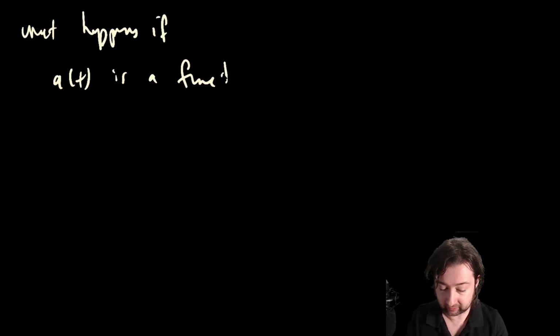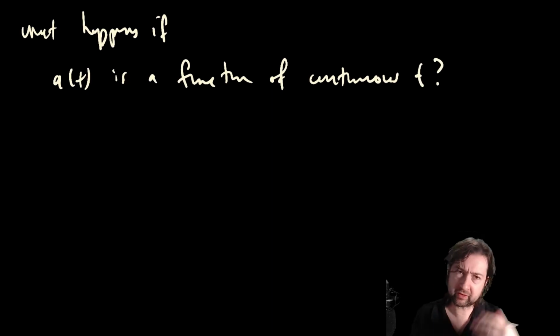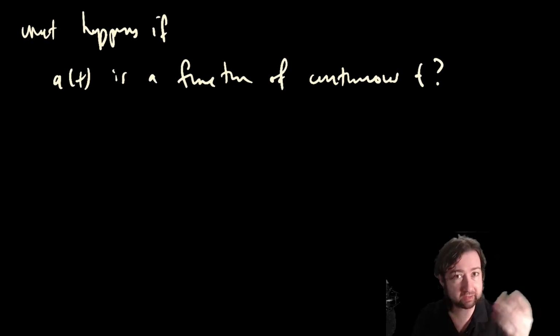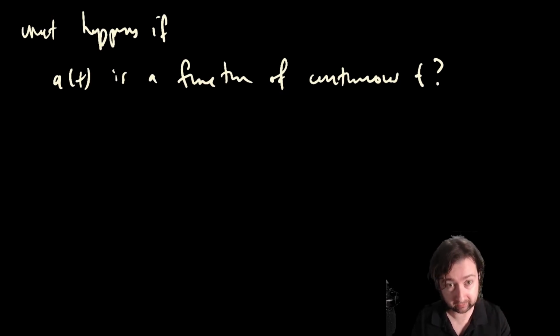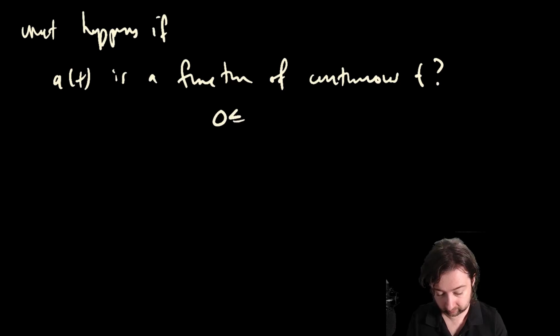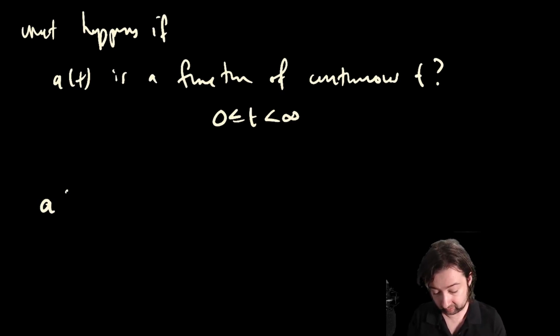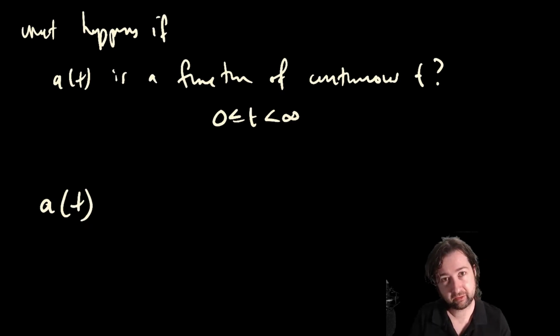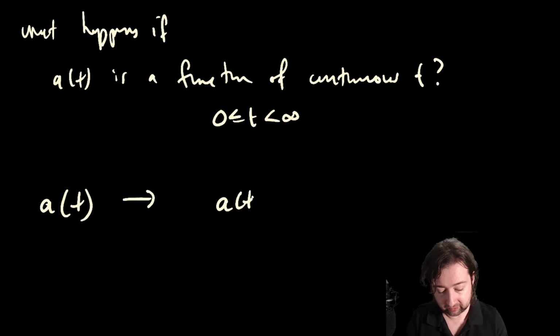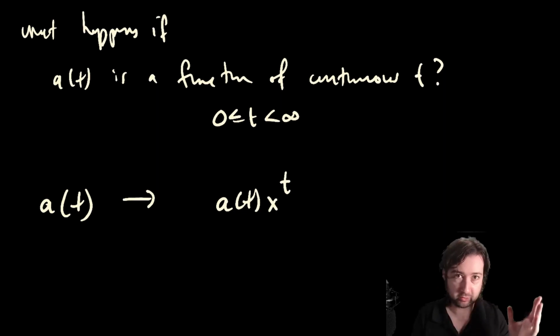So what happens if a(t) is a function of a continuous t? And of course, the t is going to be restricted to be from 0 to infinity, just like the n's were for the coefficients of a power series. Well, let me just write down the formula. Now I'm starting with a(t). a(t) gets thrown into the power series transform. And how did we do that? Well, we took a(t) and we multiplied it by x^t. That's just like multiplying by x^n.